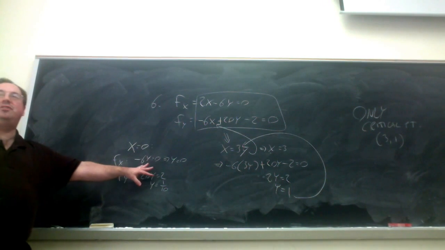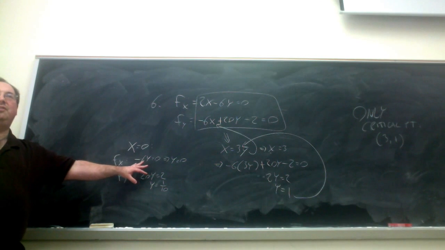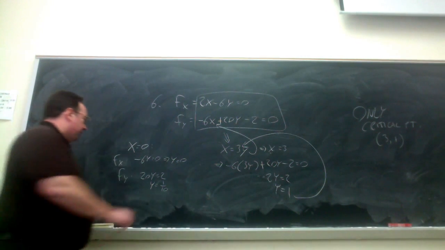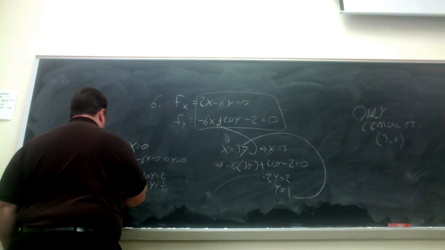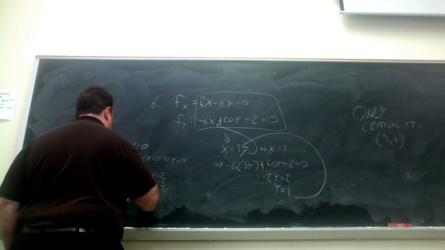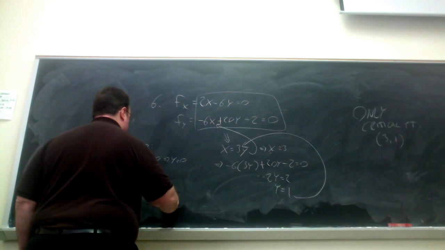I did see numbers like these in some of your work. So let me explain why this is flawed. What the conclusion is: fx equals 0 if x equals 0, y equals 0.